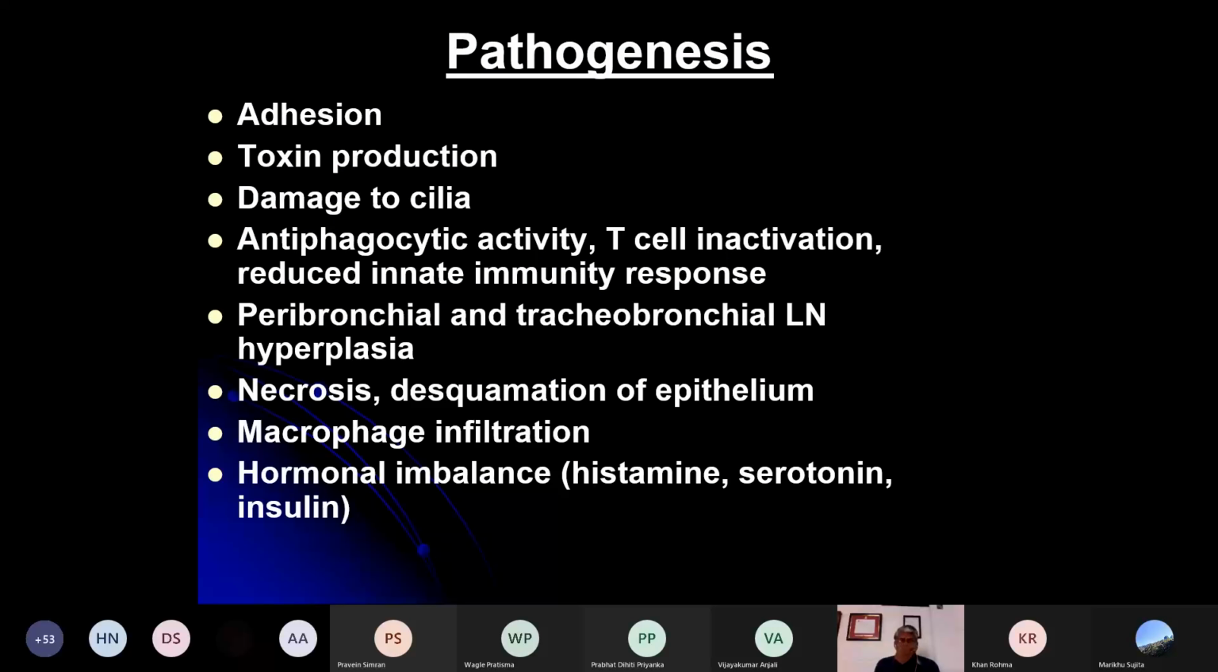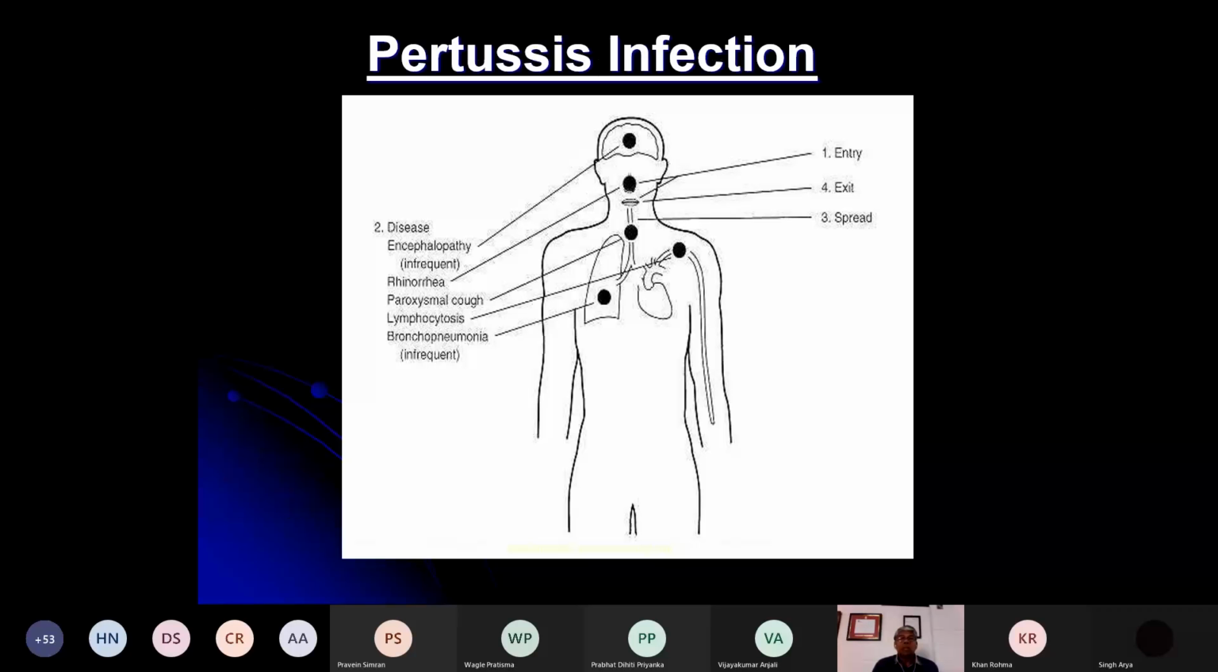So pathogenesis, summing up: toxin production, damage to the cilia, antiphagocytosis, T-cell inactivation, reduced innate immunity, reduced adaptive immunity, peritracheal, peribronchial lymphoid hyperplasia, leading to pressing on the channels, necrosis, desquamation of the epithelium causing plugging, macrophage infiltration, histamine, serotonin, insulin imbalance, and all this adds to what we call pertussis.